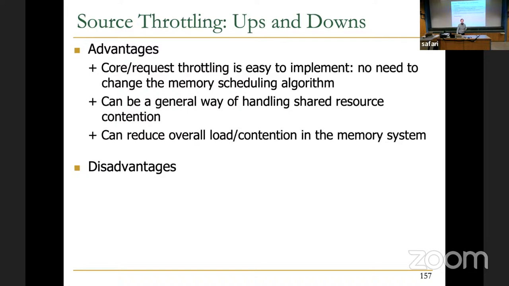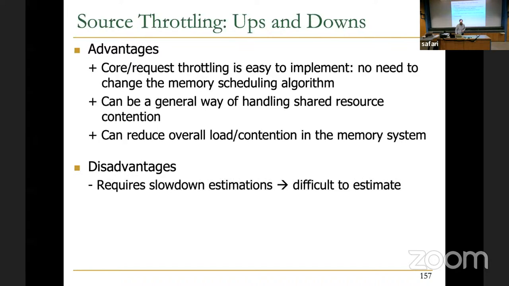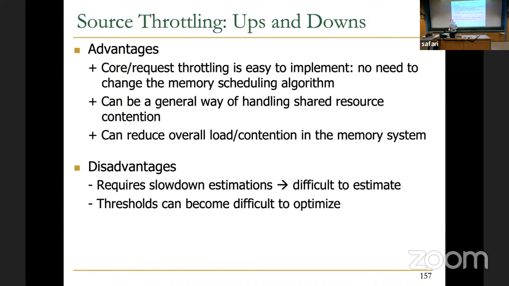It can reduce the overall load and contention in the memory system, as we have seen in the load latency curve. The disadvantage is that, at least in this particular case, it requires slowdown estimations. It's difficult to estimate. And in the general case of source throttling, thresholds almost always become difficult to optimize. Like how much to throttle and when to throttle always becomes problematic because you're basically threading a fine balance between not overwhelming the system, basically reducing the interference, and also not losing a lot of throughput.